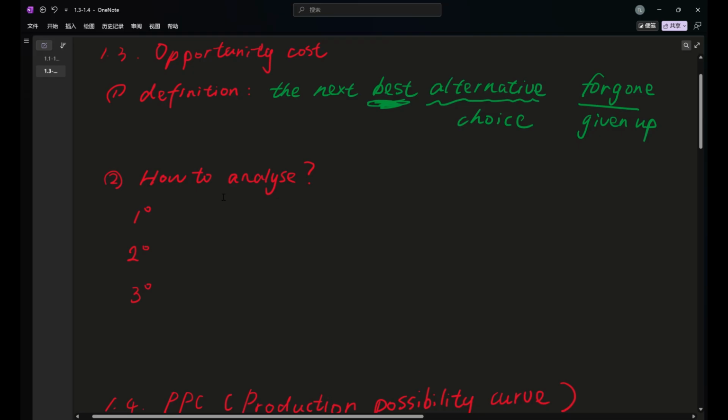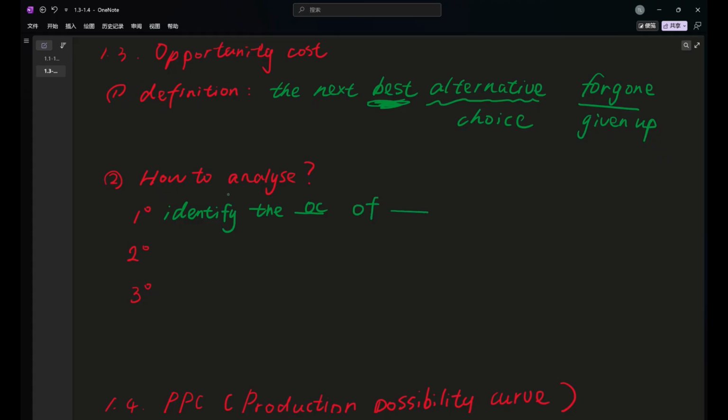Now we are going to learn how to analyze opportunity cost in real context. There are a few things we need to do. The first thing is we need to identify the opportunity cost of what? So in our early example, we are learning about the opportunity cost of eating the hamburger. We are finding the objective. That's the first thing we need to do.